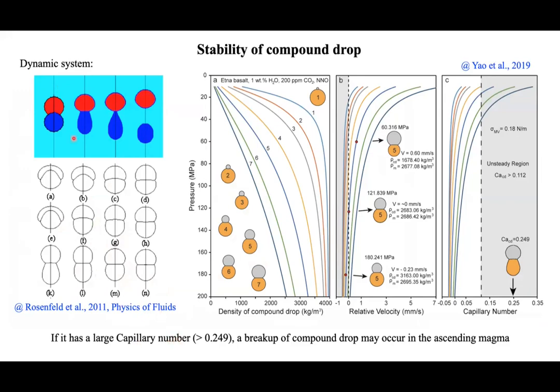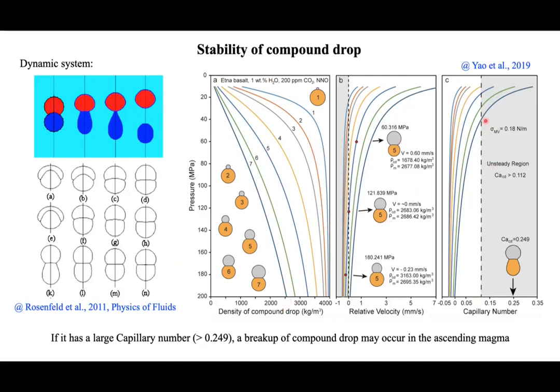We can see that if the compound drop has a high capillary number, maybe larger than 0.25, the sulfide and the bubble will separate, and this deforms the sulfide, the compound drop. Here, I just follow their ideas and model the version of the density, the velocity and the capillary number of one compound drop in a conduit system.